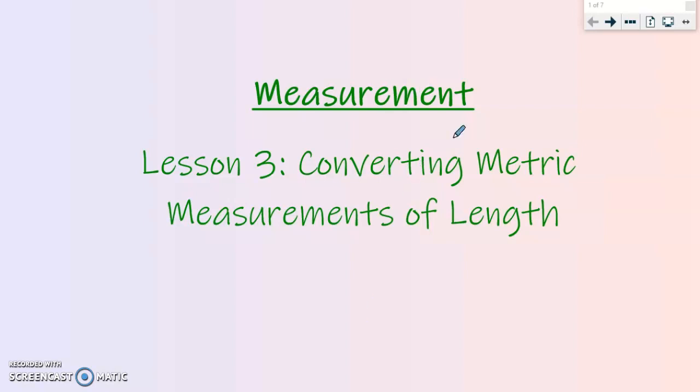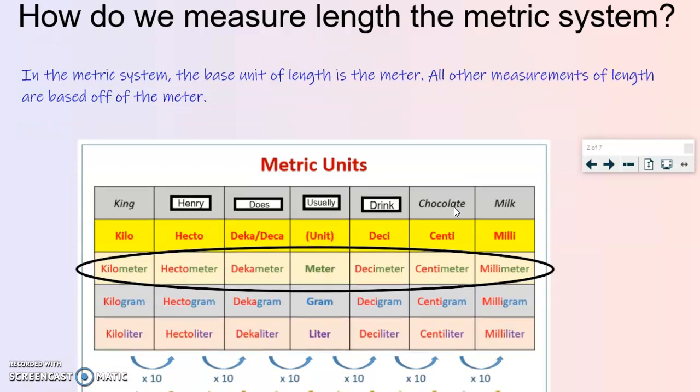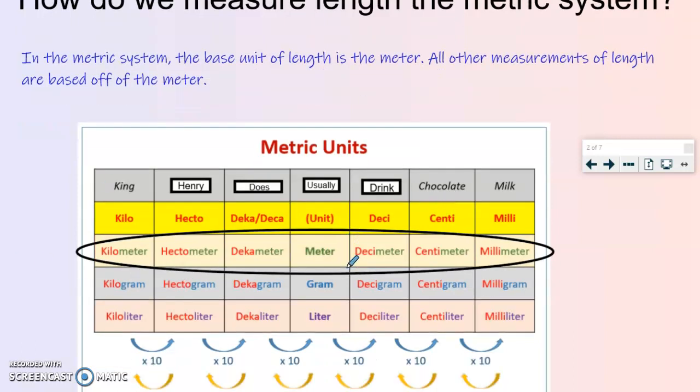We're continuing on in our unit on measurement, and today we're going to do lesson 3, which is converting metric measurements of length. So yesterday we talked about different measurements of length in the metric system. We learned that we have the base unit of the meter, and then we have these prefixes that just go in front of meter to give us all the other units of measurement. So we have millimeter, centimeter, decimeter, the meter itself, decameter, hectometer, and kilometer.